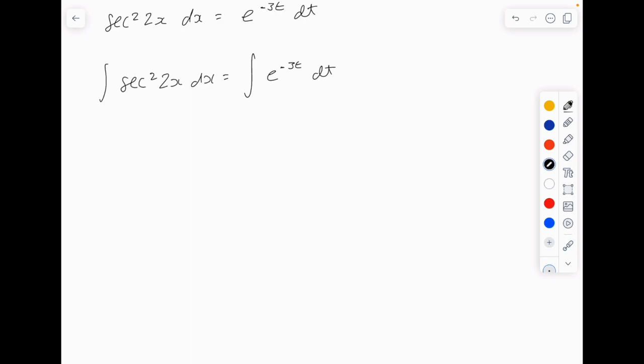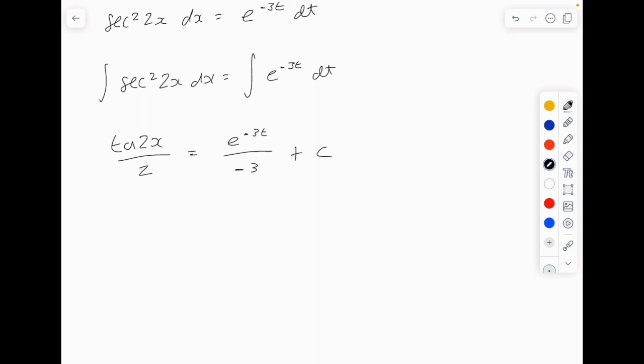Cool. So from here, what's the integral of sec squared 2x? Well, we know the integral of sec squared x is tan x. So therefore, in this case, it's going to equal tan 2x over 2, because of course you have to divide by the inner function due to chain rule. Reverse chain rule, actually, this is. And then over here, e to the minus 3t, I'm going to divide by minus 3. But we need to add the plus c.